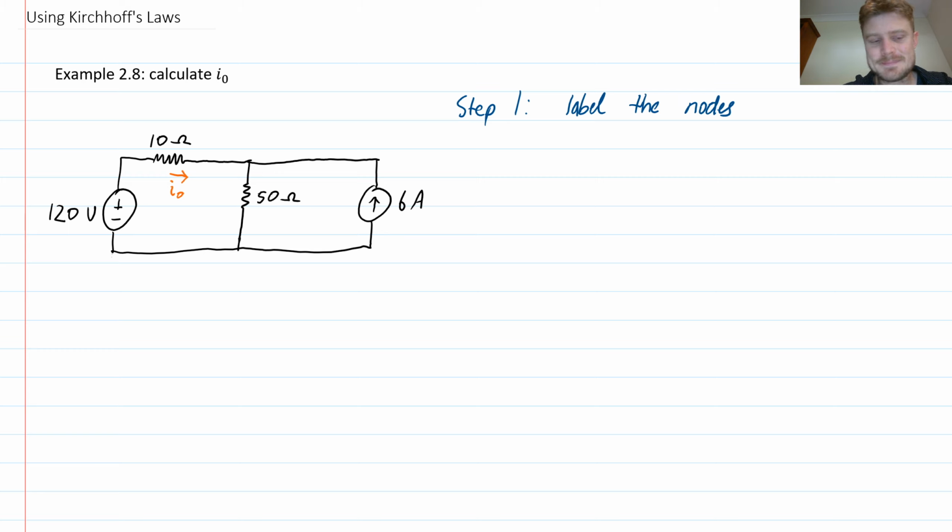Can you see them? The first node would be over here. I'll call that A. The next node is B over here, and we should recognize that node B extends all the way across here. So that's node B, and the final one would be node C down here.